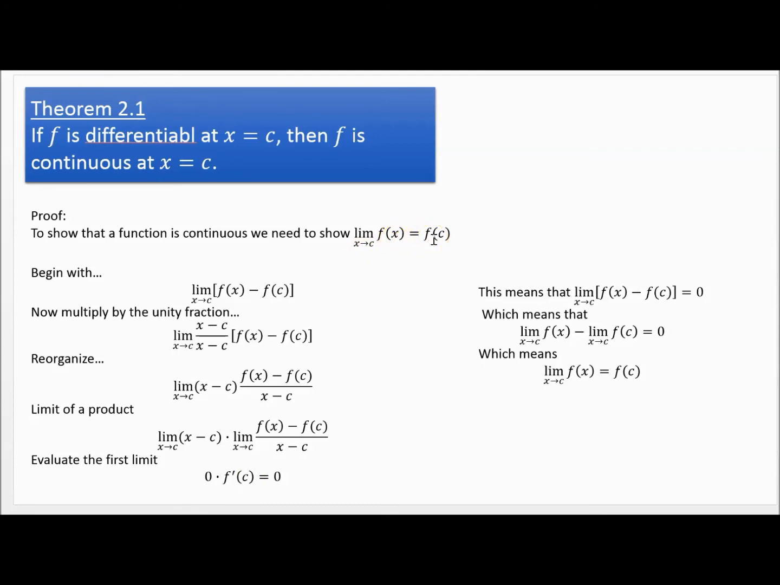It's a neat proof. I just wanted you to see it, but really I want you to realize what we're saying. Function differentiable means it's continuous. We do not have that property the other way. If a function is continuous, it's differentiable? Totally not true. And we did 2 problems where we showed that.